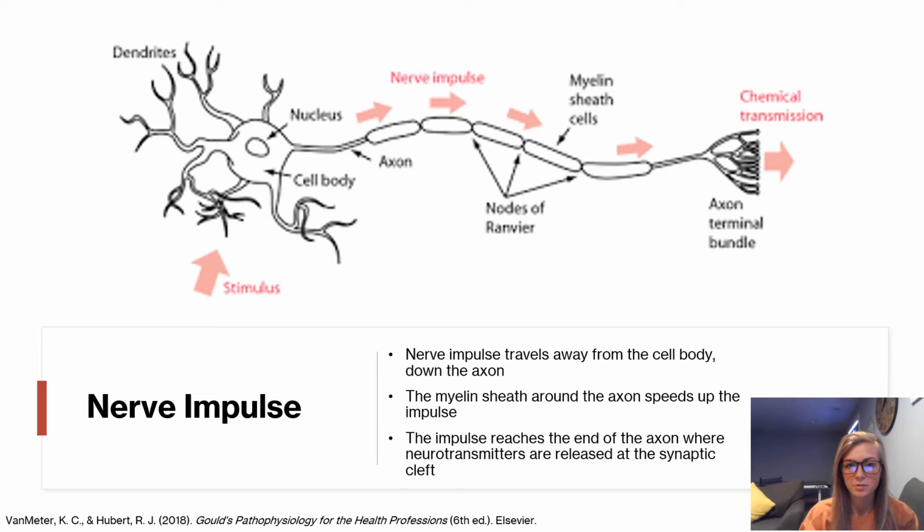So nerves carry nerve impulses from the brain to the various parts of the body. A nerve impulse travels away from the cell body down the axon, and then is sped up by the myelin sheath around the axon, as you can see in the picture up there. Then the impulse reaches the end of the axon where the neurotransmitters are released at the synaptic cleft, and then usually those neurotransmitters are taken up by a dendrite of the following neuron, and then that nerve impulse is carried on to the next neuron.